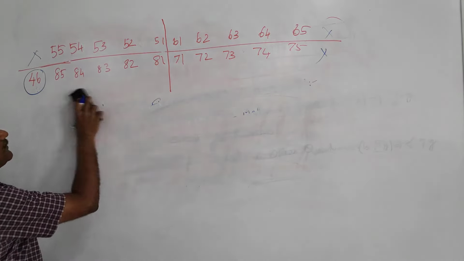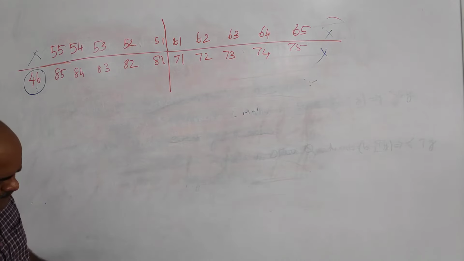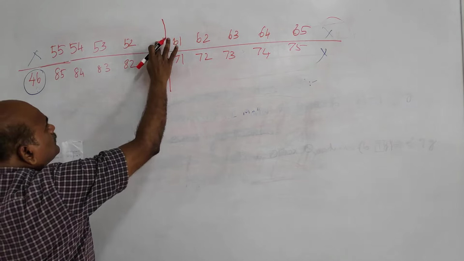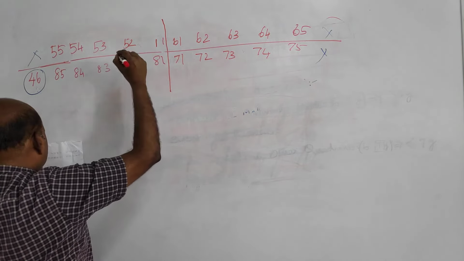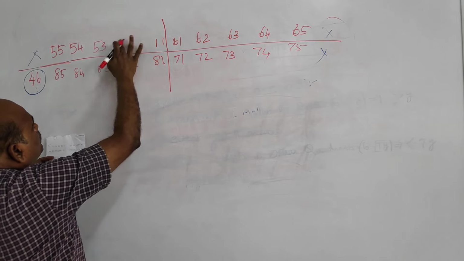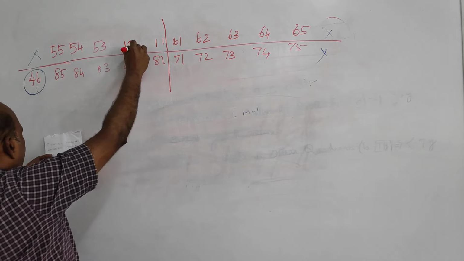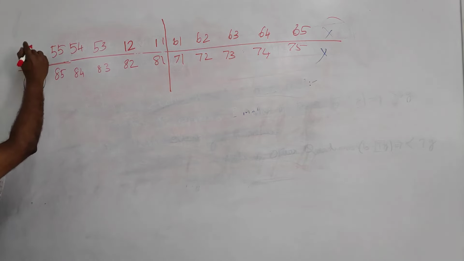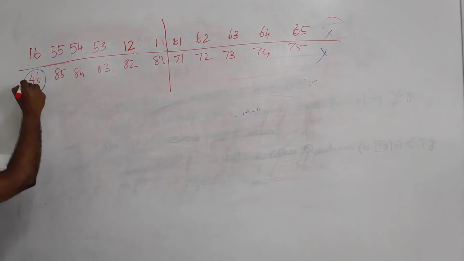Let us see another chart. Here it is 1 1. Here it is 1 2. Here 5 3, 5 4, 5 5. But here it is 1 6.